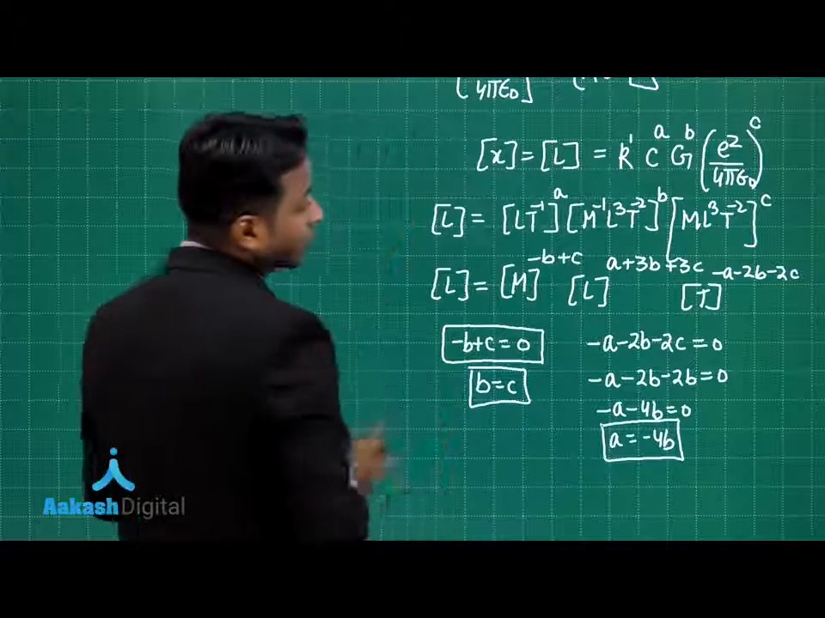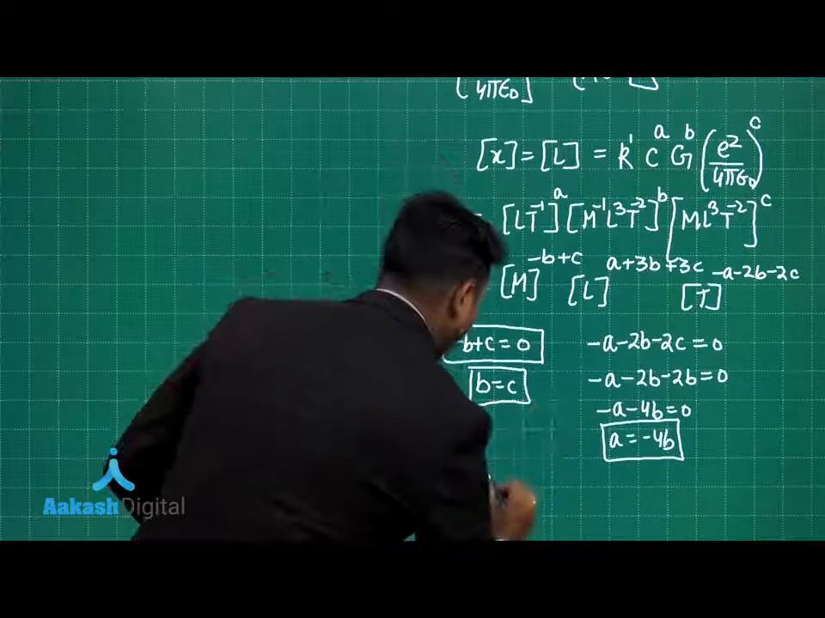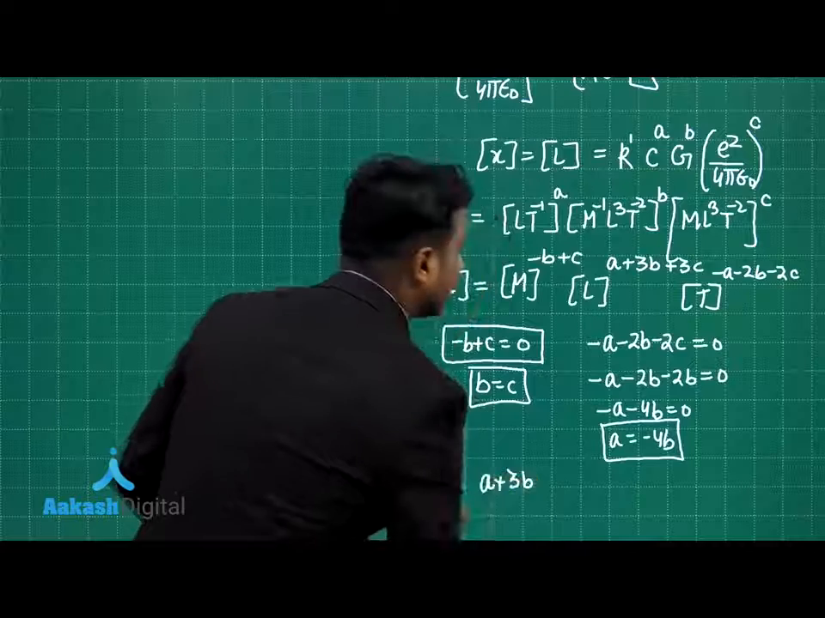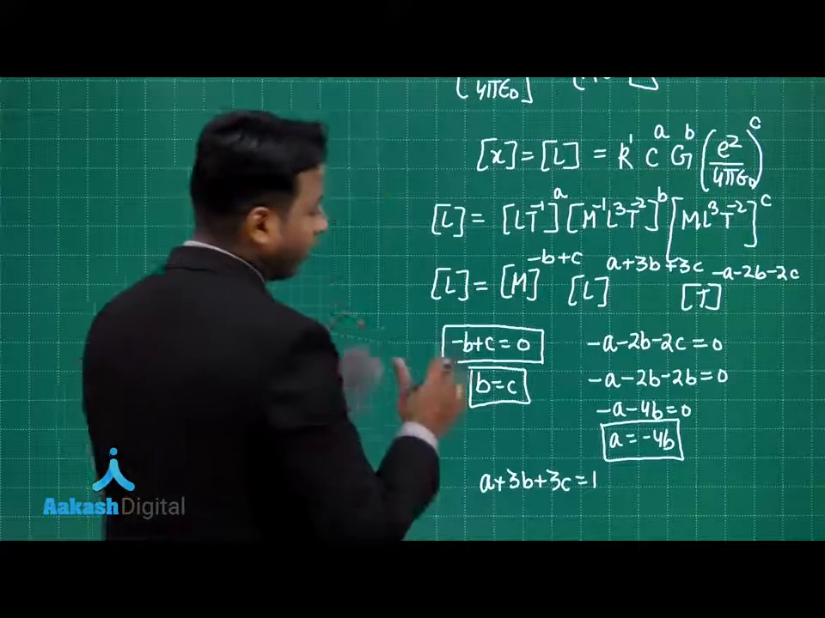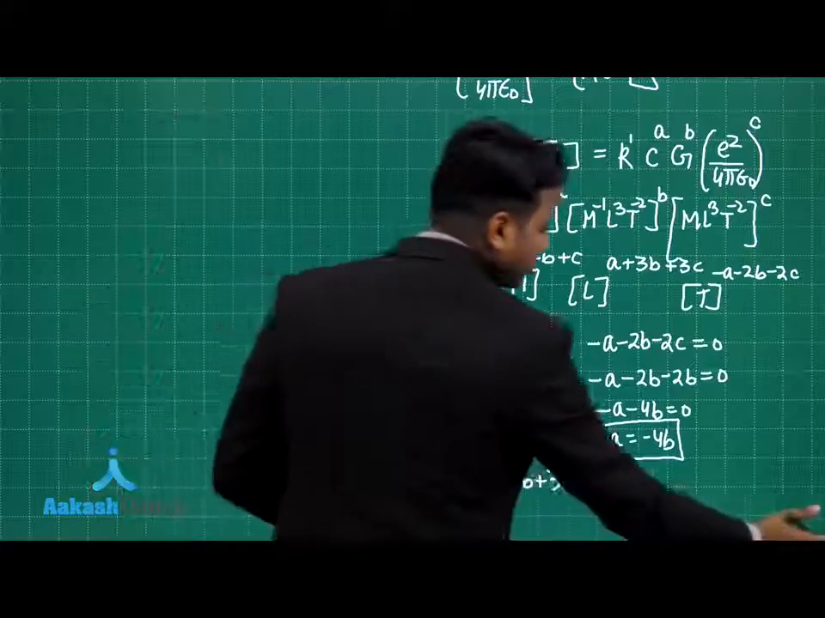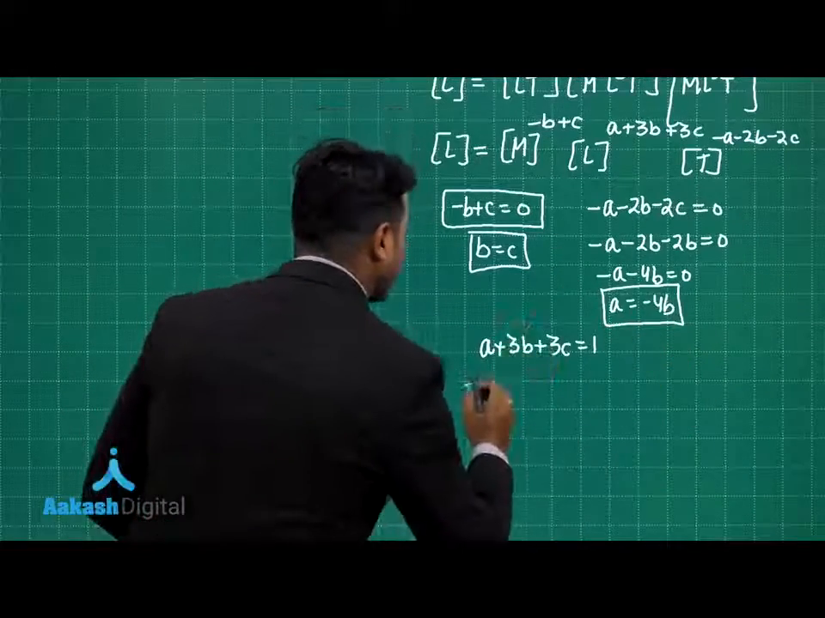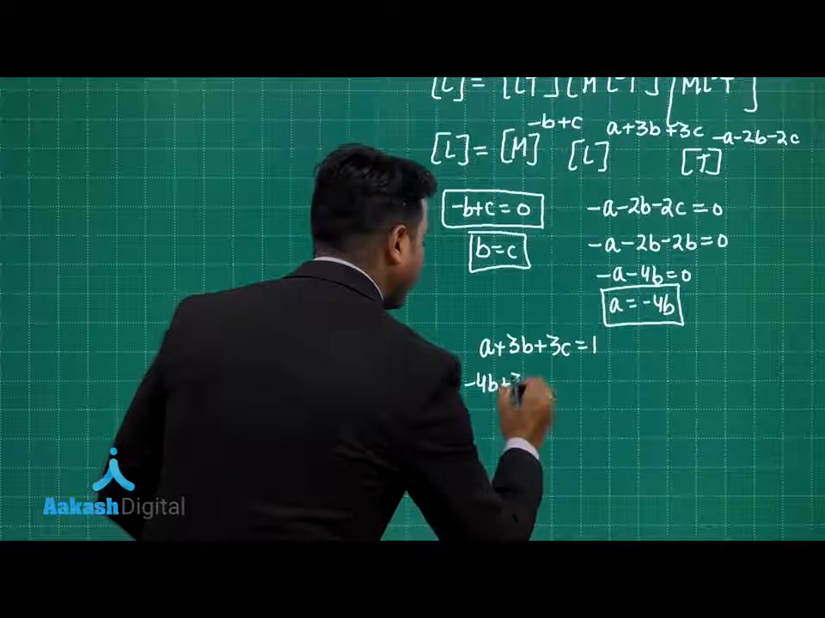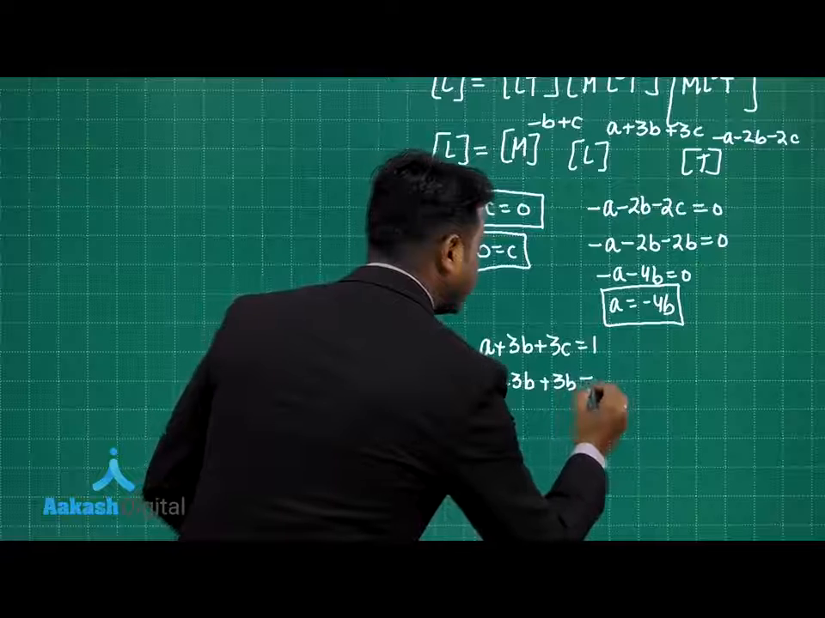Now the next most important equation that we have of length, that is a plus 3b, then plus 3c is equal to 1. Now in this equation I need to substitute all the values. Now a value is minus 4b, so this is minus 4b, then this is plus 3b, c value is b, so this is plus 3b is equal to 1.